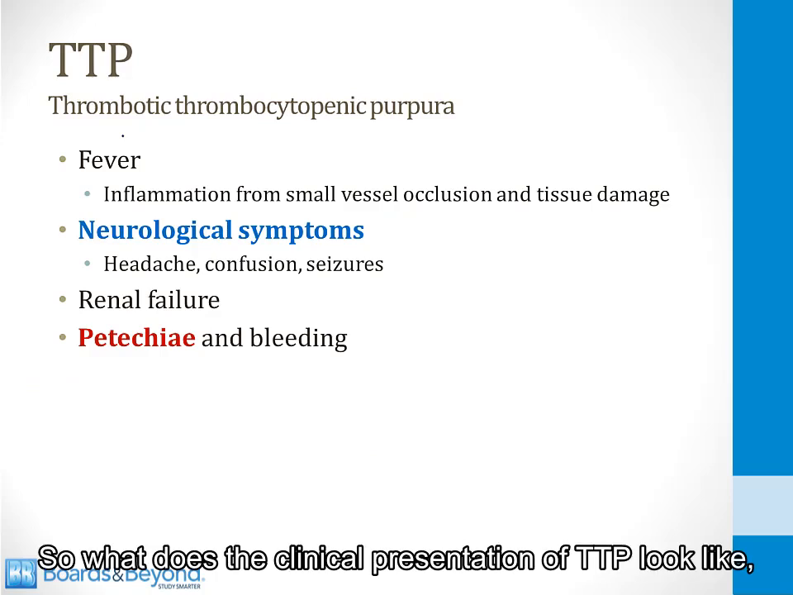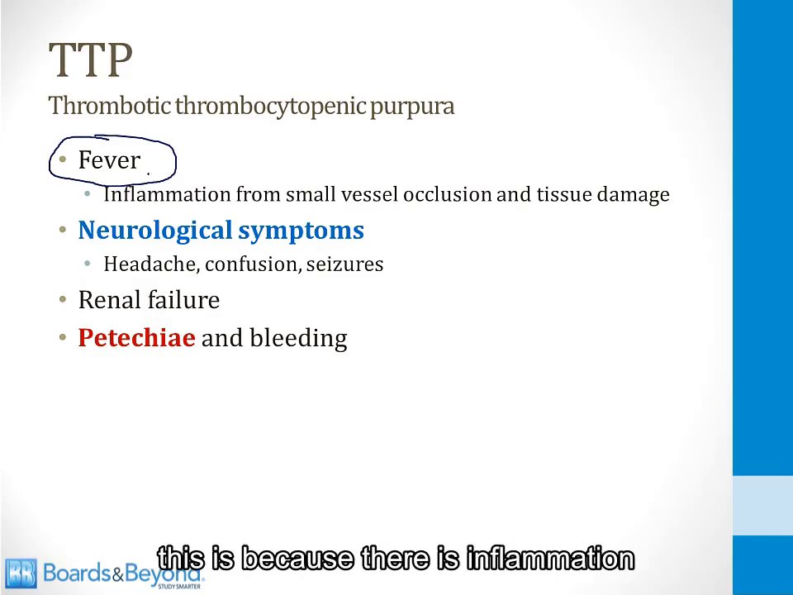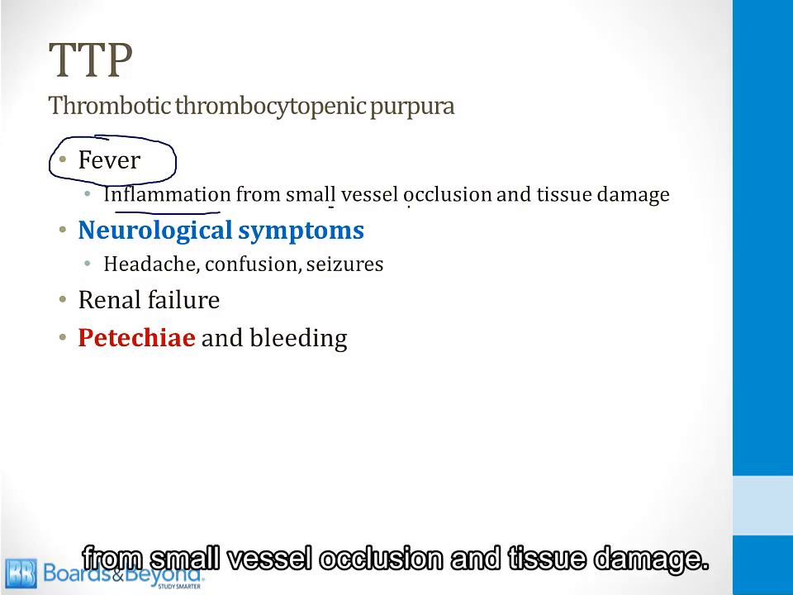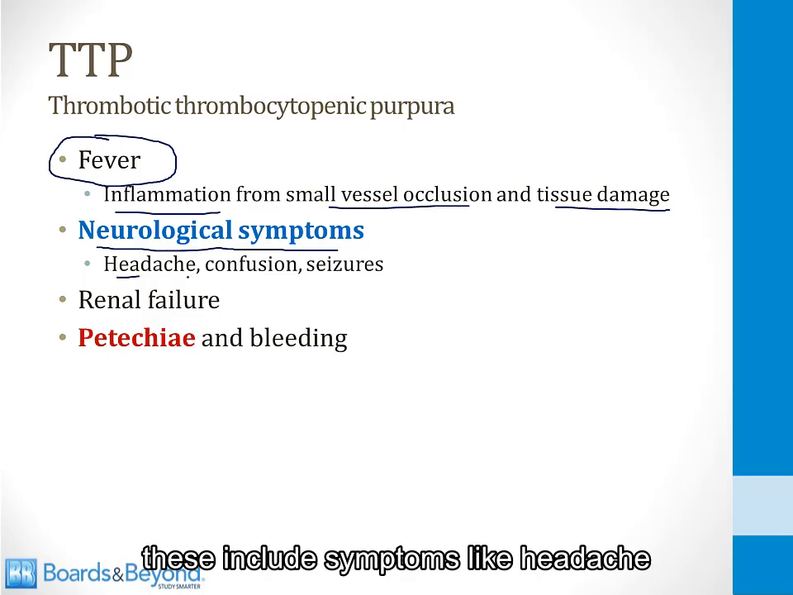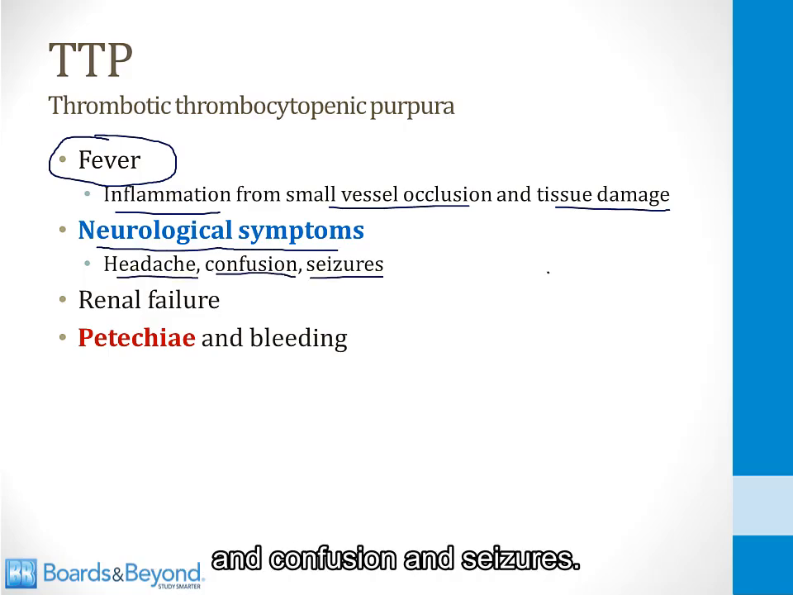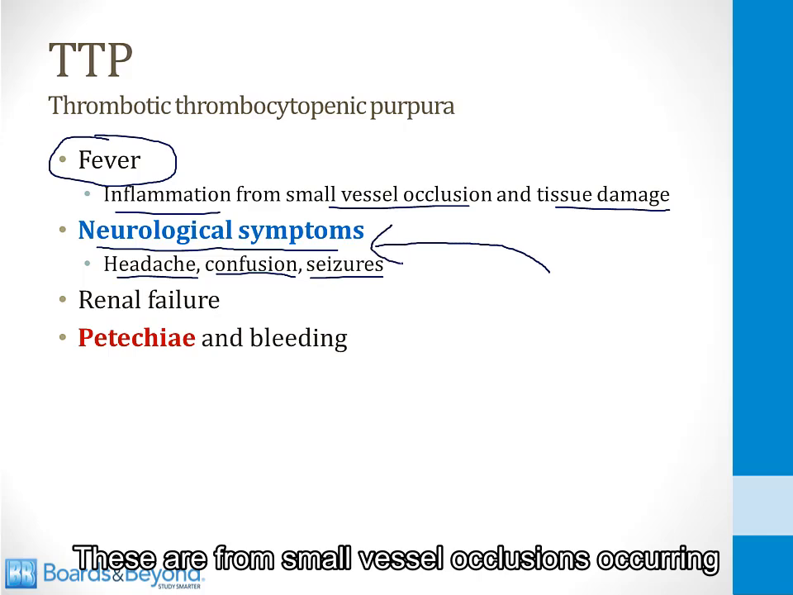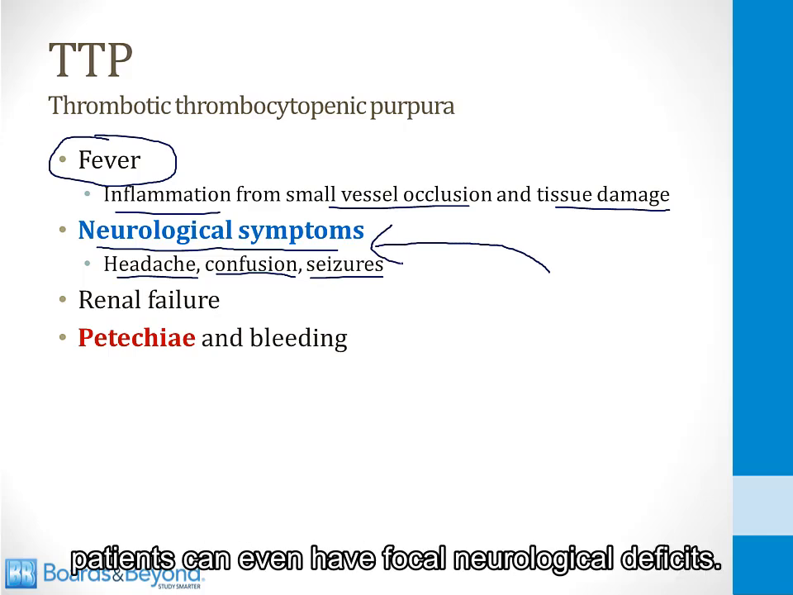So what does the clinical presentation of TTP look like? Well, first of all, fever is one of the hallmarks. This is because there is inflammation from small vessel occlusion and tissue damage. Another hallmark is the presence of neurological symptoms. These include symptoms like headache and confusion and seizures. These are from small vessel occlusions occurring in the central nervous system. Patients can even have focal neurological deficits.